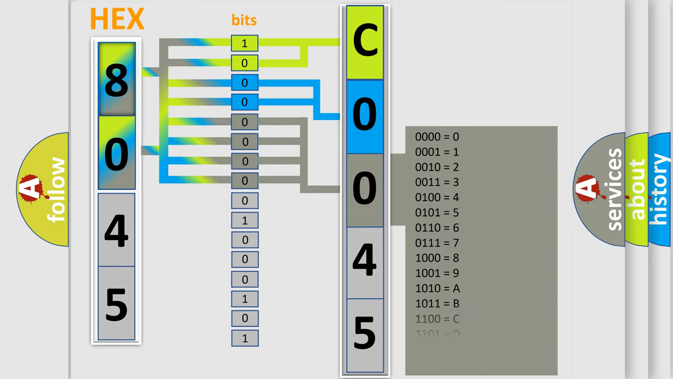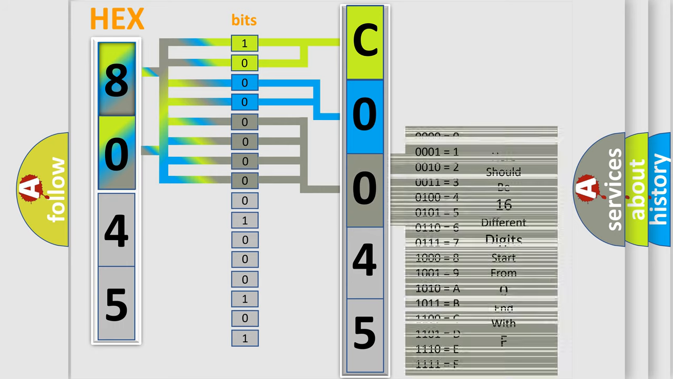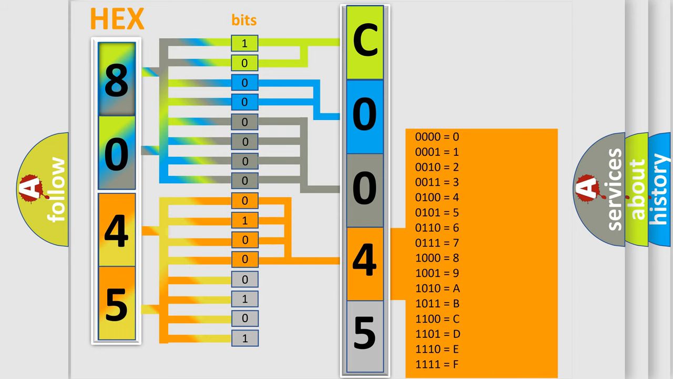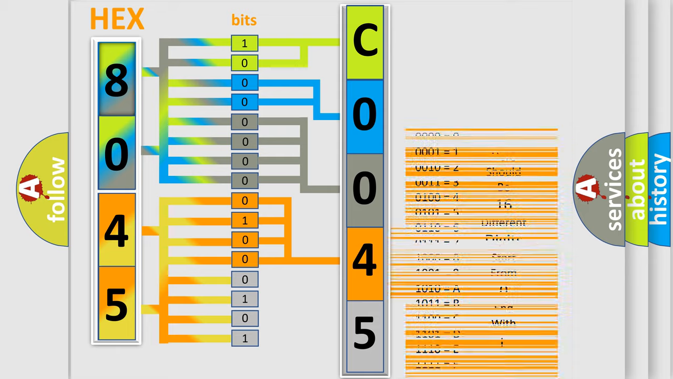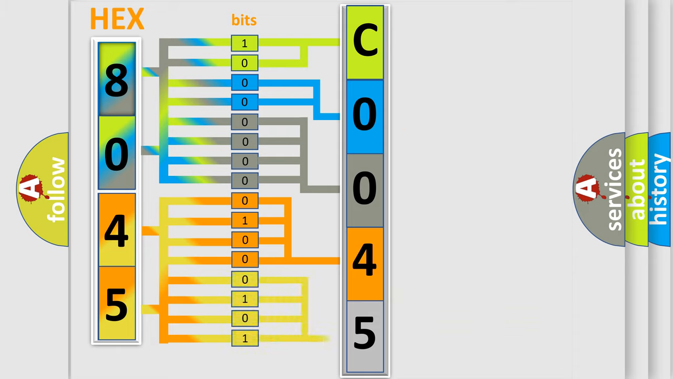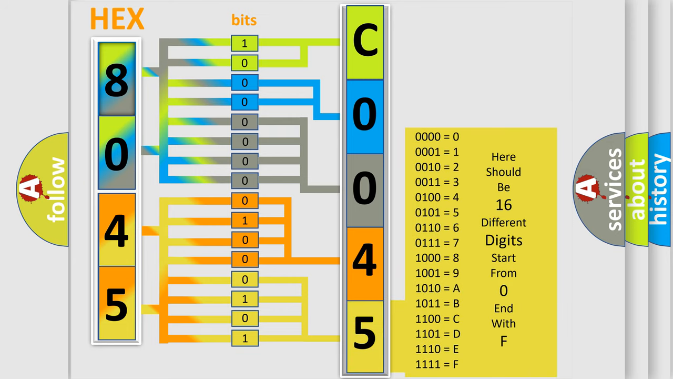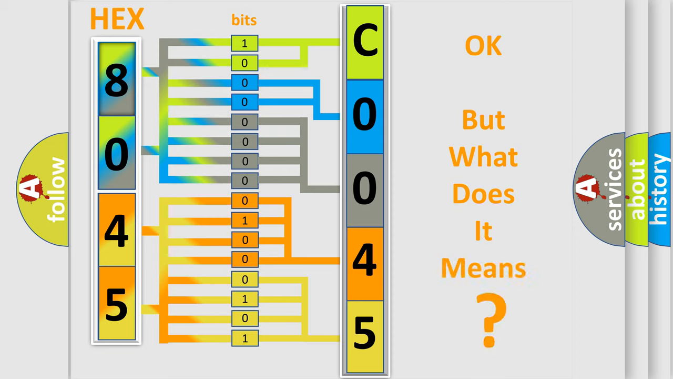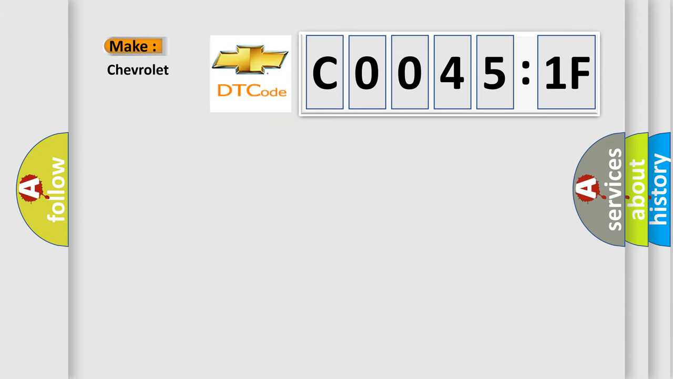The second byte is composed of a combination of 8 bits. The first 4 bits determine the fourth character of the code, and the combination of the last 4 bits defines the fifth character. A single byte conceals 256 possible combinations. We now know in what way the diagnostic tool translates the received information into a more comprehensible format. The number itself does not make sense to us if we cannot assign information about it to what it actually expresses. So, what does the Diagnostic Trouble Code C0045-1F interpret specifically for Chevrolet car manufacturers?